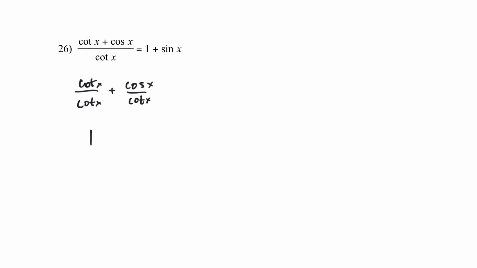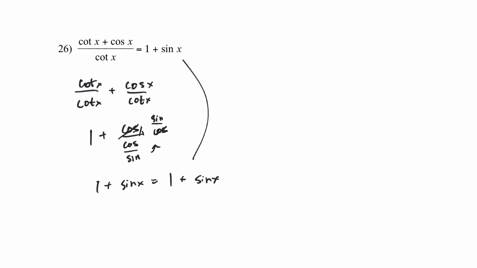Cotangent over cotangent is 1 plus cosine over sine. And then we're going to multiply by the reciprocal here. Sine over cosine. That's cosine over 1, right? So this cancels out with that one. And I'm left with 1 plus sine x, which is equal to 1 plus sine x. What's that?